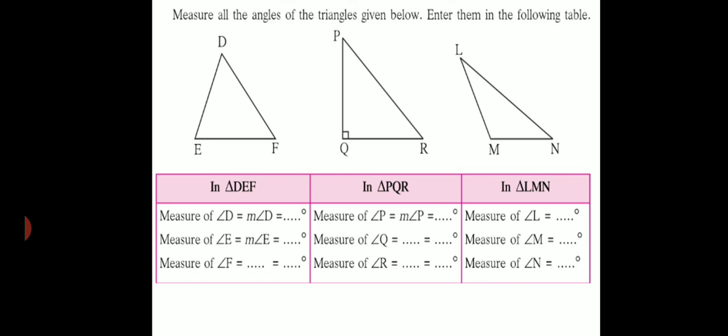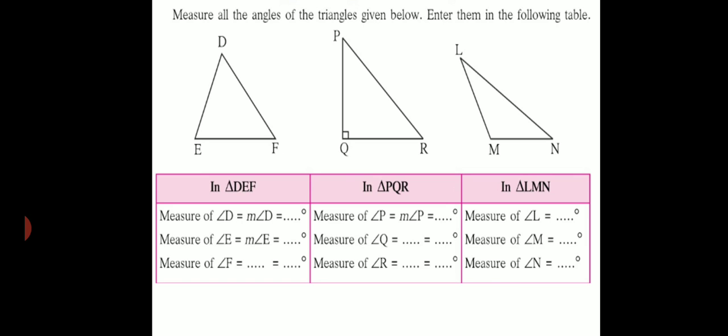So they have given you three triangles. The name of the first triangle is triangle DEF. The name of the second triangle is triangle PQR. And the name of the third triangle is triangle LMN. Now what are you supposed to do? You are going to measure the angles of each and every triangle over here. So you are going to measure what is the measurement of angle E, then angle F, and angle D.